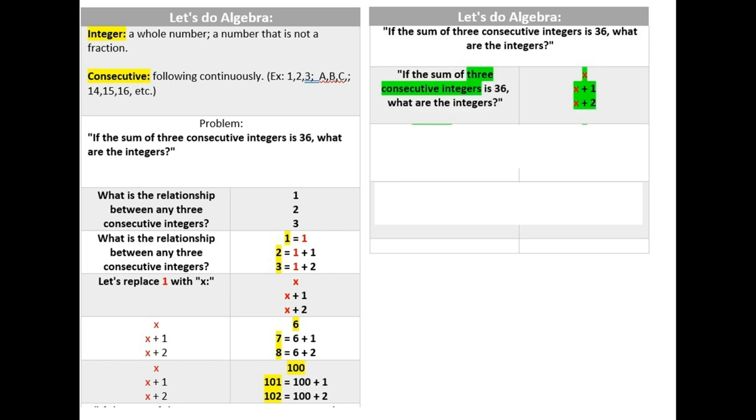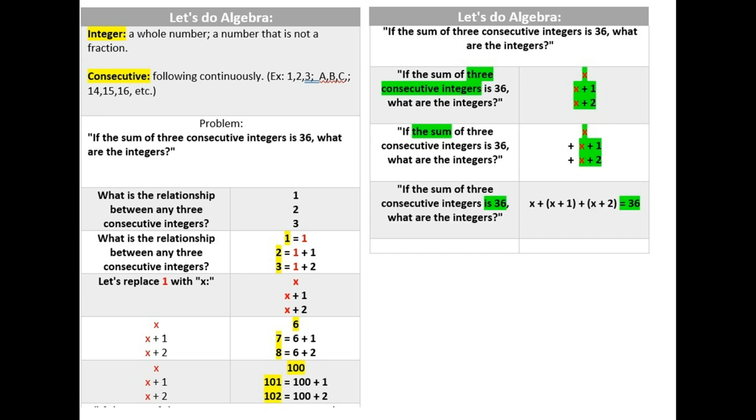Now, let's form up our equation on this side. The sum of 3 consecutive integers. So we're going to take x, x plus 1, and x plus 2 and add them, all right? We're going to combine all 3 of those quantities. So x plus x plus 1 plus x plus 2 equals 36. So let's look at how that works in an equation. All right, so there's our equation again. X plus x plus 1 plus x plus 2 equals 36.